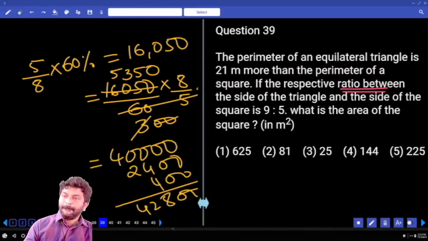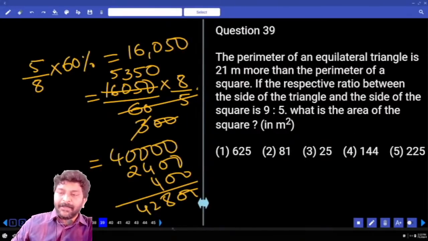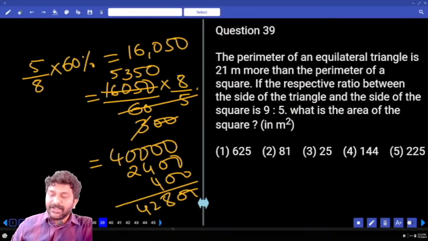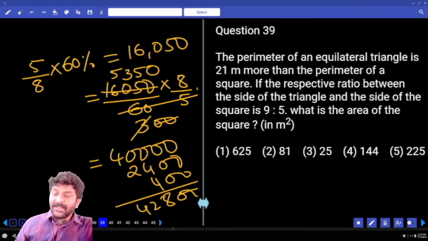Done. The perimeter of an equilateral triangle is 21 meters more than the perimeter of the square. If the respective ratio between the side of the triangle and side of the square is 9:5, what is the area of the square?